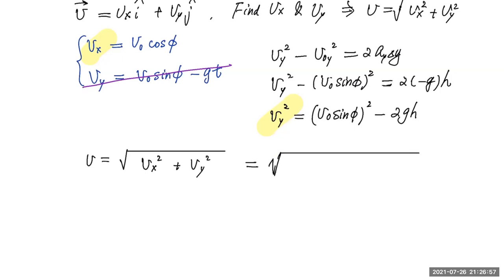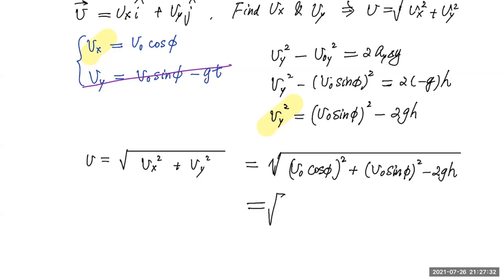Vx, as you know, is Vo cosine phi, and you square that. And then Vy squared, we already have that. That's Vo sine phi squared minus 2gh. All right. Now, interestingly enough, you look at the first two terms inside the square root sign, it's V naught squared cosine phi squared plus V naught squared sine phi squared. If you take that V naught out, you're going to get V naught squared. And what's left is what?